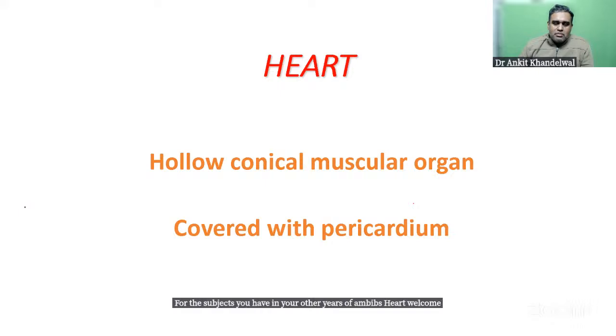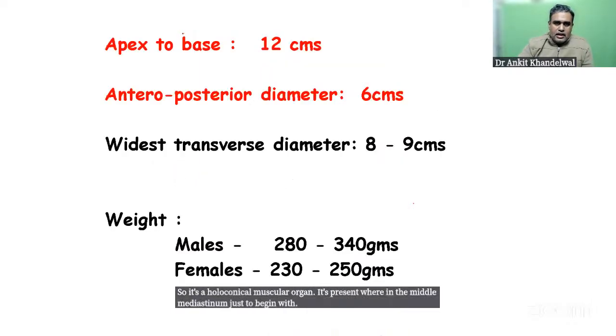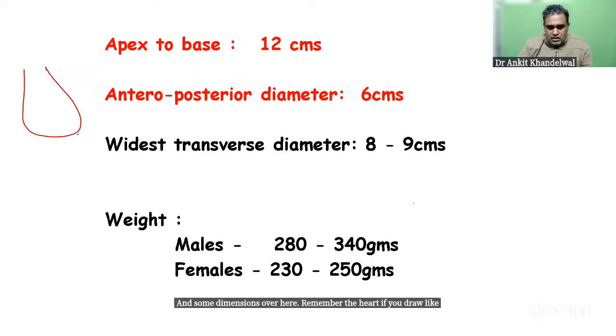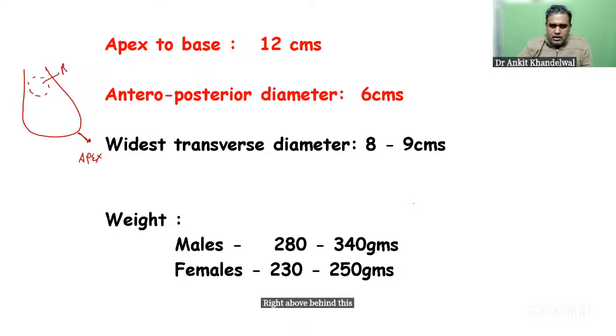Heart we all know is very important. So it's a hollow conical muscular organ. It's present in the middle mediastinum, just to begin with, and some dimensions over here. Remember the heart, if we draw like this anteriorly, this left lower projecting part is known as the apex of heart. Above, behind this part over here will be the base of heart. So apex lies below, the base lies above.